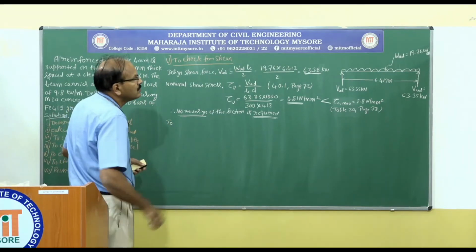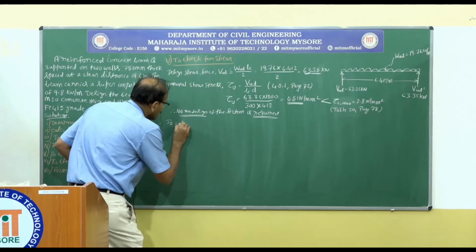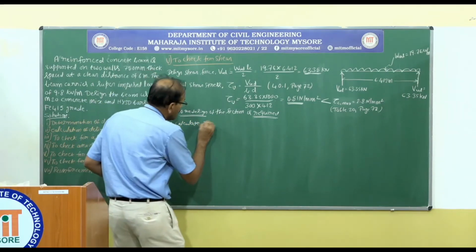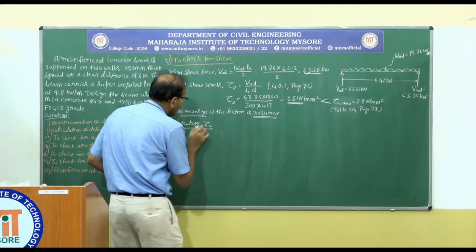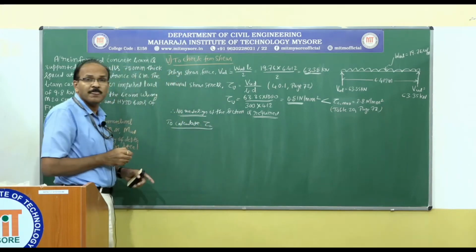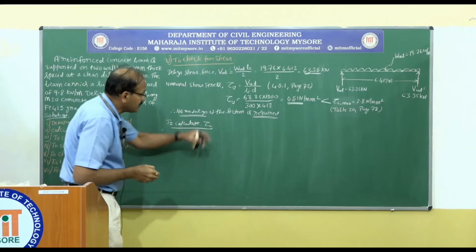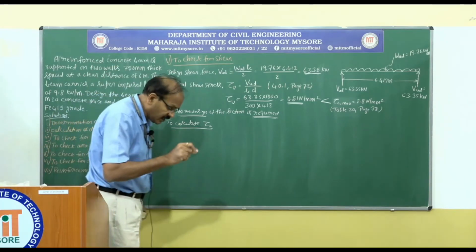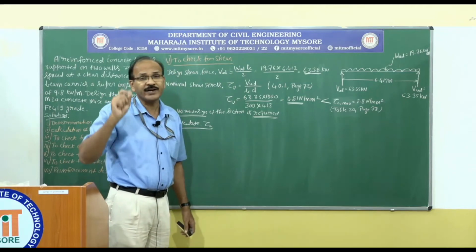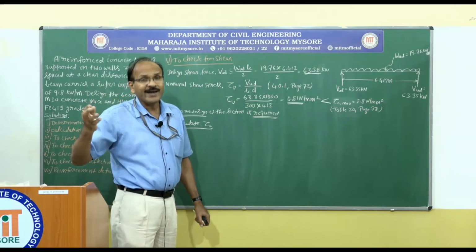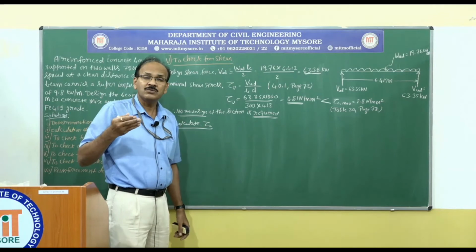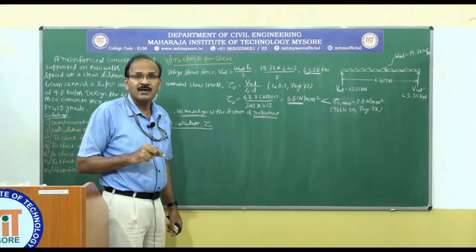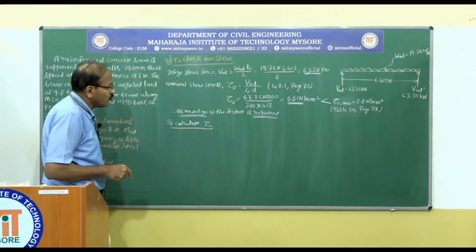So let us proceed to calculate tau C value, to calculate tau C. That is the design strength of concrete. So that depends on the percentage of tension steel and the grade of concrete. So go back to page number 72. Okay, look at the top, that is table 9. So I am going to work on that table.